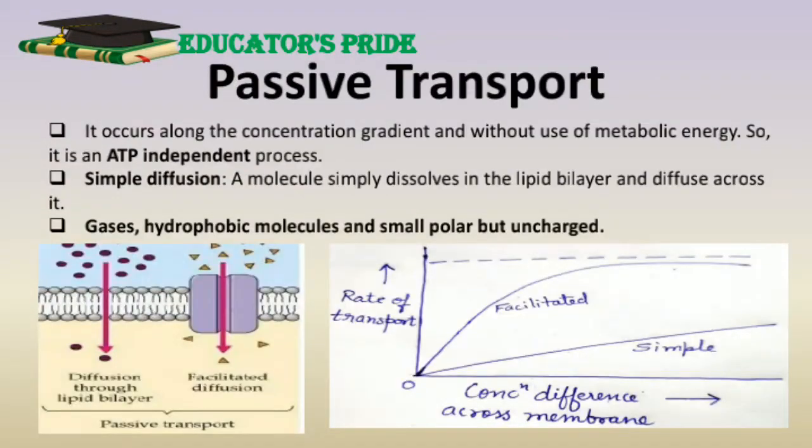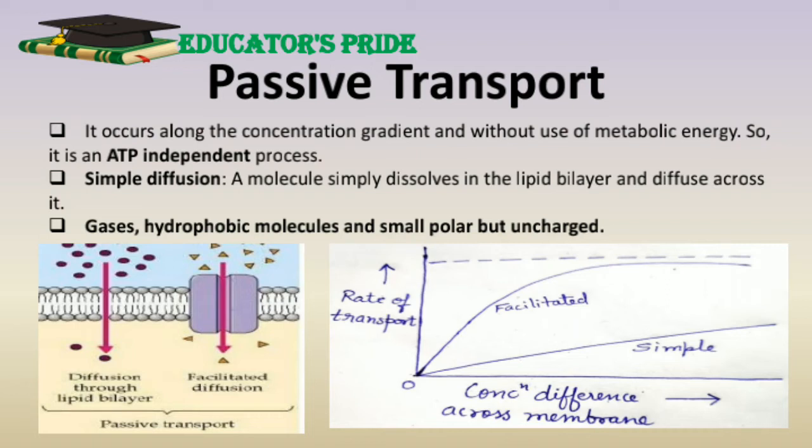Now, the passive transport. Passive transport occurs along the concentration gradient and without the use of metabolic energy. So, passive transport is ATP independent transport. It is of two types. First, diffusion, and second, osmosis. Diffusion is again of two types, that is simple diffusion and facilitated diffusion.